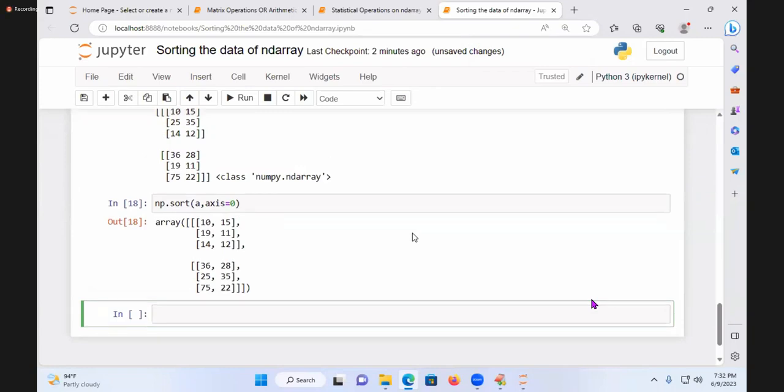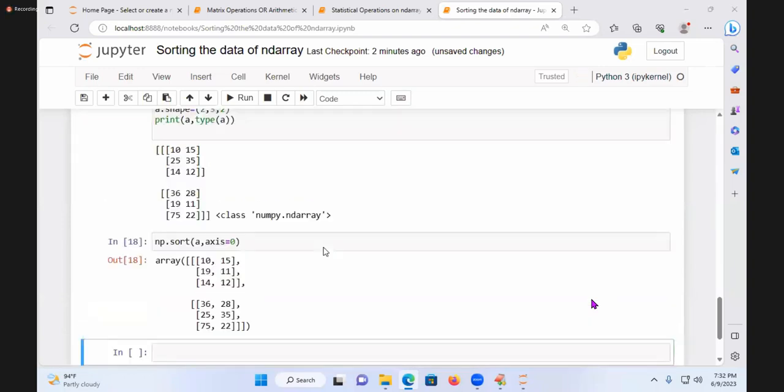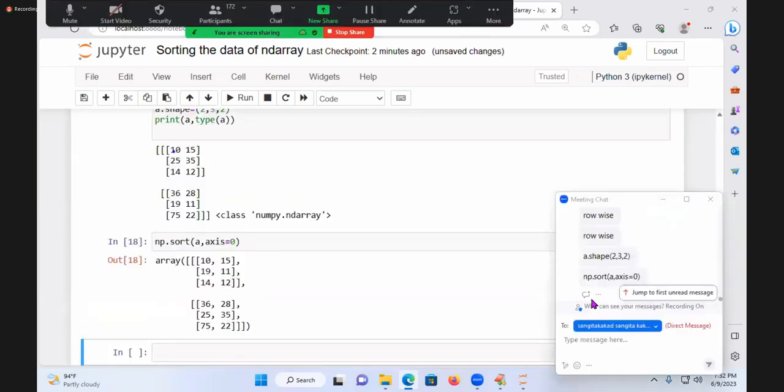So here you observe it. Here, what is happening now? 10. This one is going to be right or not? Because this is in one matrix only, that data will be sorted. 10, 19. Come on, order it. 10, 19, 14, 36, 75 like that.